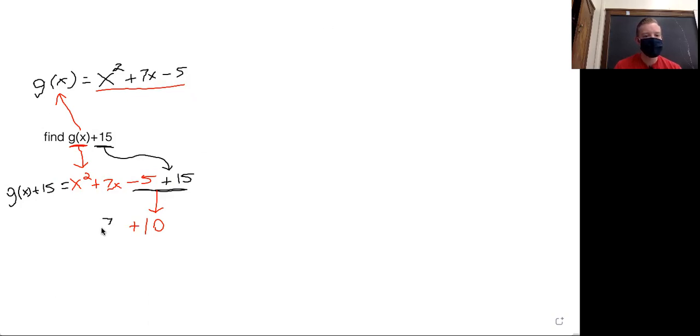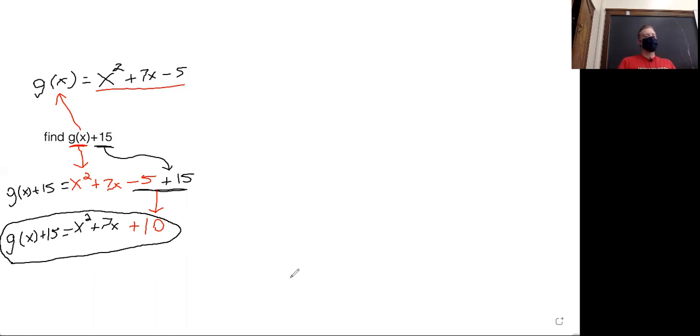So the 7x stays the same. The x squared stays the same. And we still have g of x plus 15 on the left side. So even with a bigger function, even with a bigger problem, this is still relatively simple.